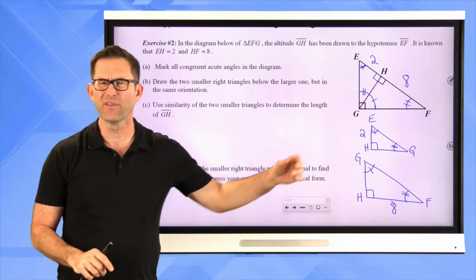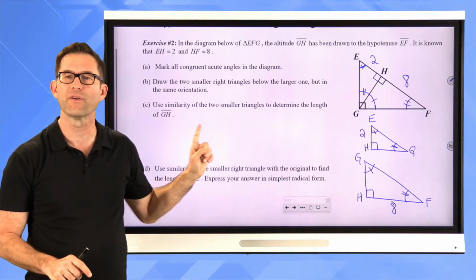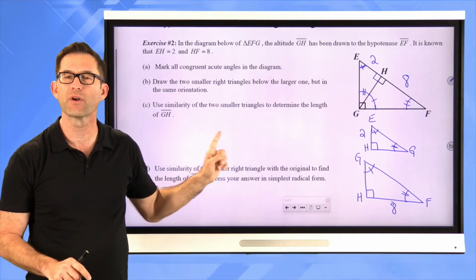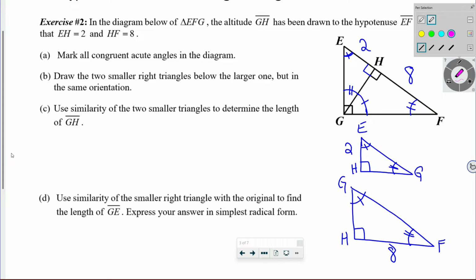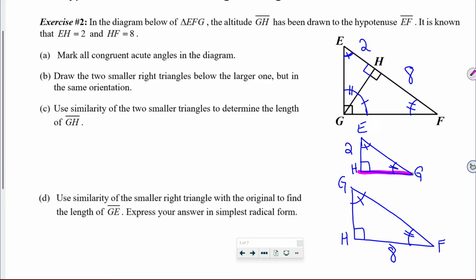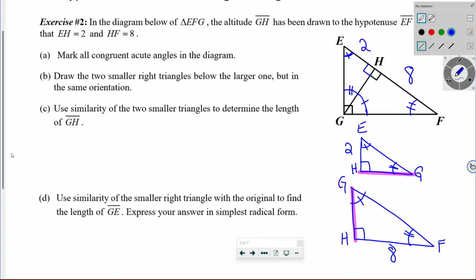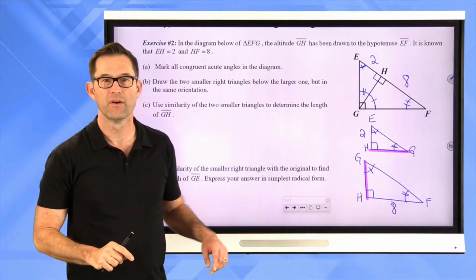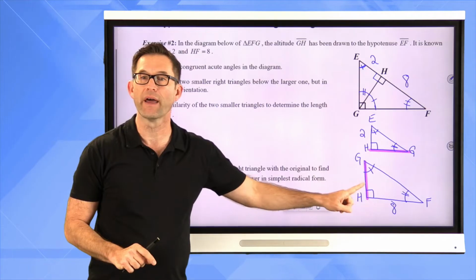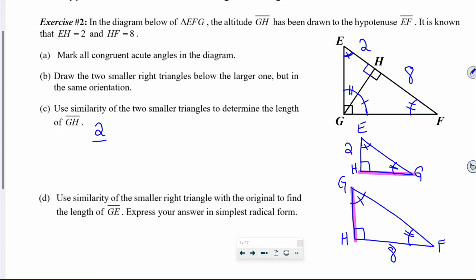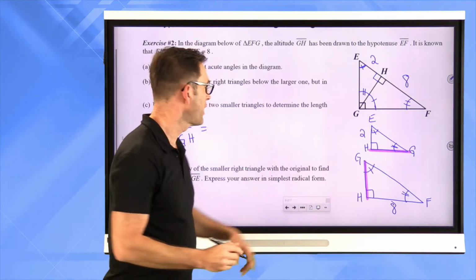And now, somehow, even though I just got a side here and a side here, I have enough to figure out GH. Why do I have enough to figure out GH? Well, notice, and I'm going to highlight this really quick with a highlighter, here's GH here. And here's GH here. You see the key is that GH is part of both of them. It's here and it's here. So I can now say 2 divided by GH is equal to GH divided by 8.